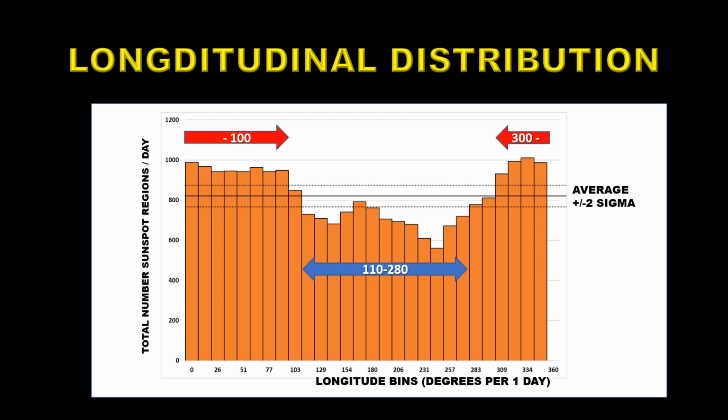However, there is seemingly a period of increased sunspot activity from about 300 degrees all the way around to 100 degrees, and then an area of reduced sunspot activity from 110 to about 280. Now the question is, how is this distributed between the two hemispheres?